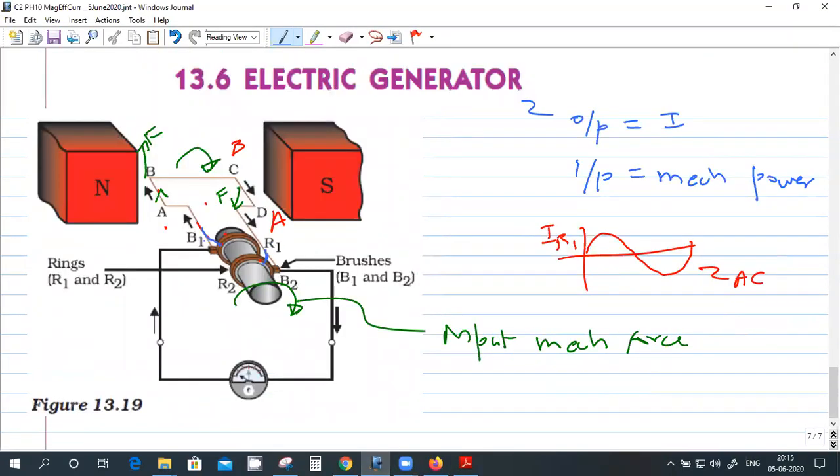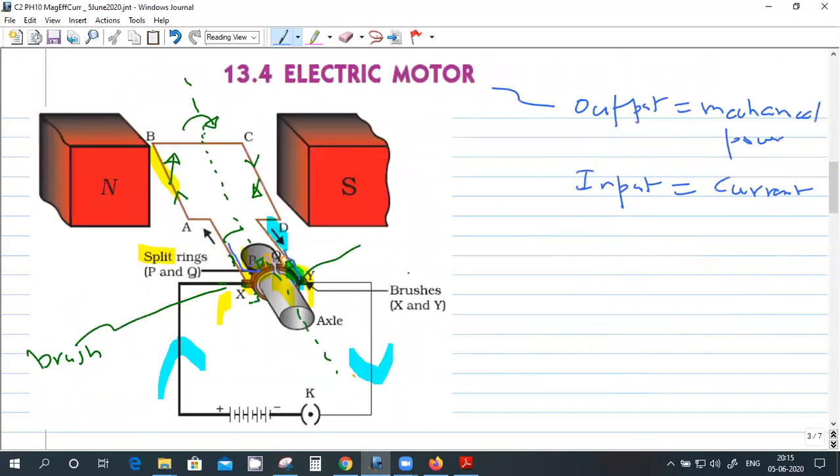Right. So here in the case of slip ring, the brush B1 is always in touch with R1, the ring 1. And the brush B2 is always in touch with ring R2. Okay, so it's not going to change. But in the case of split ring, the brush B1 will be in touch with the left part, or R1, for half the time, and it will touch the other part for the other half. So it will commute between the two halves. Right, alternately it will touch the two parts of the split ring.